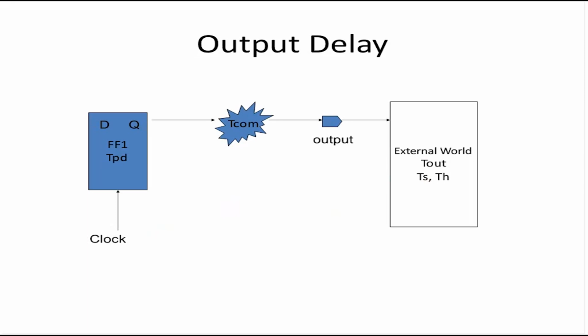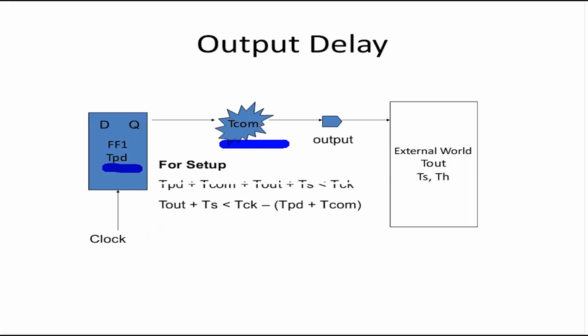Again, now since we are talking about the output side, we have a clock that is launching data after Tpd. We have a combination delay, and let's assume on the external world there is a clock that has timing constraints of Ts and Th. Now let's look at the equation. Tout is, let's say, some combinational cloud here on the output side with Tout. Now I'll arrange. What is the path delay? Tpd plus Tcom plus Tout plus Ts is less than Tck. You could also have Tck minus Ts, the same thing.